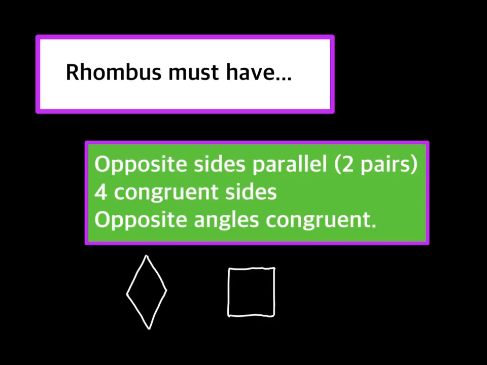A rhombus must have opposite sides that are parallel. There's two pairs of parallel sides. So as I mentioned before, this is another one of those specialized parallelograms. All right. Now something that makes a rhombus a little more specific than a rectangle is that in a rhombus it must have four congruent sides, which means all sides are equal.